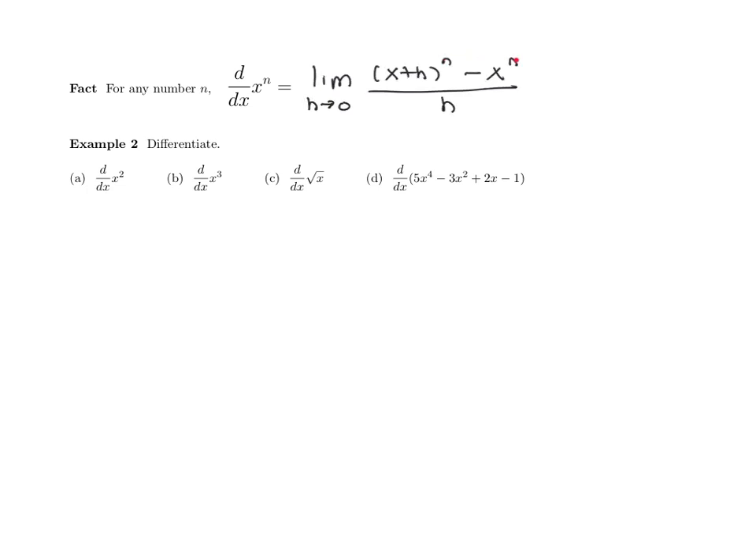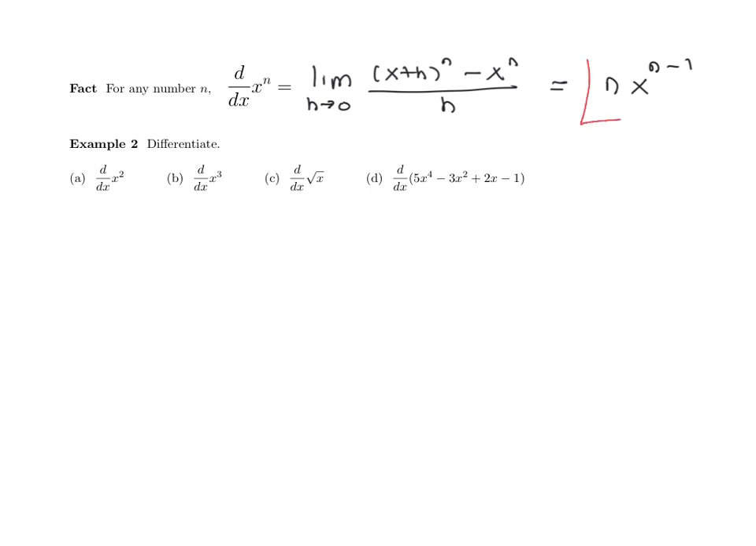And if you assume that n is a positive integer, you can expand this out, you can cancel the x to the n and simplify it. It's a lengthy proof, but what you get at the end, after taking the limit as h goes to 0, is the following. It's n times x to the n minus 1. So I won't introduce the proof here, but you can prove this fact for positive integers n.